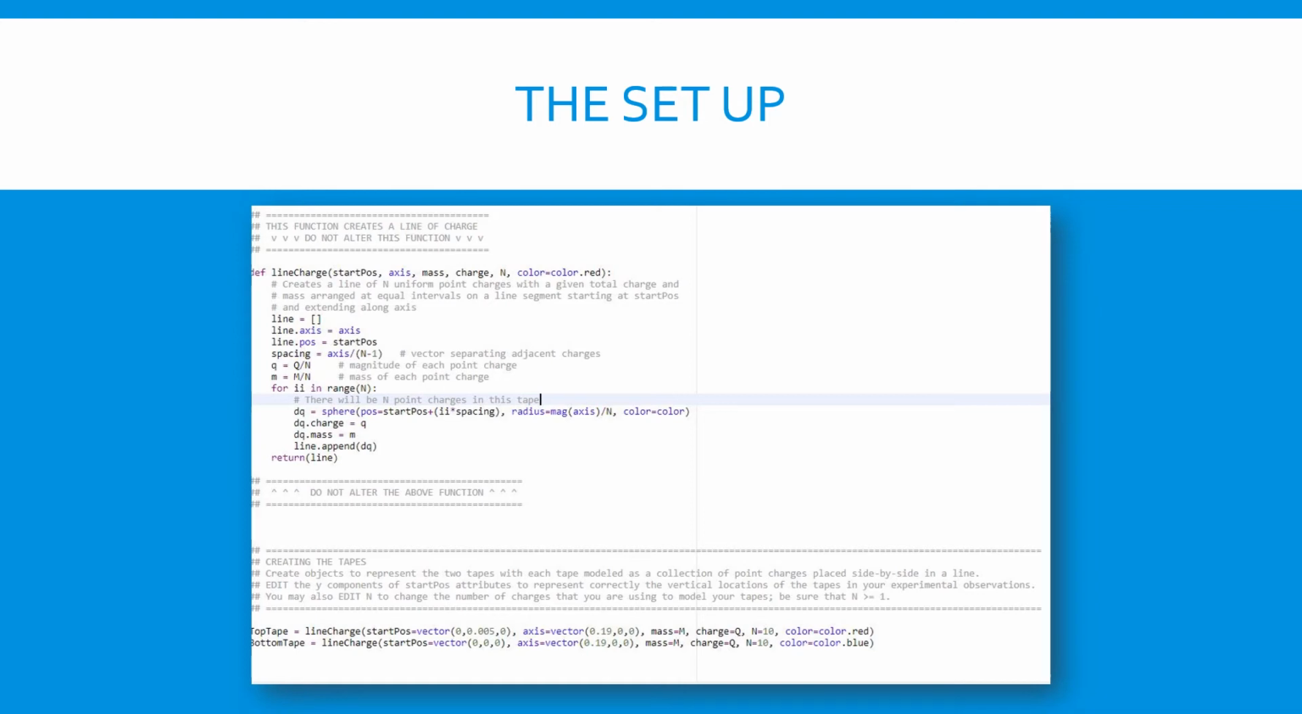The second part, called creating tapes, physically makes the lines so you can see them, which you'll see in the result slide. The top piece of tape is located 0.005 meters above the bottom tape because that is how much we measured in our initial lab. We also have the length of each tape, which we measured to be 19 centimeters, so you can see that's 0.19, and that helps define the axis of the tapes.